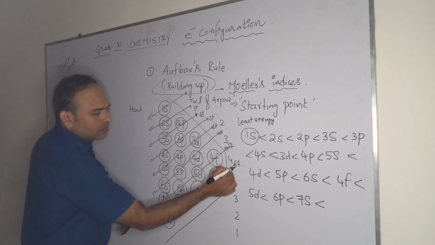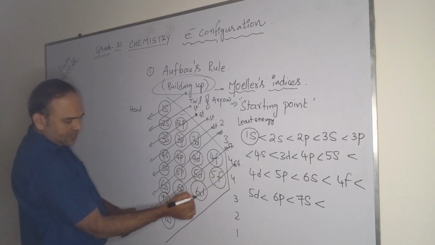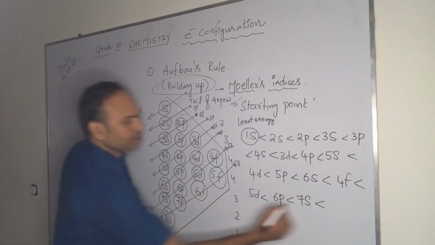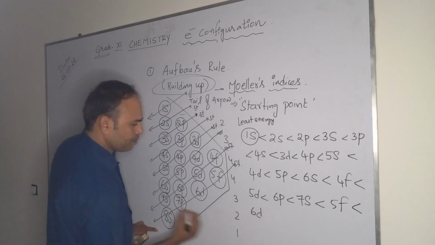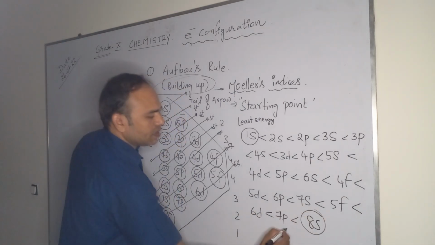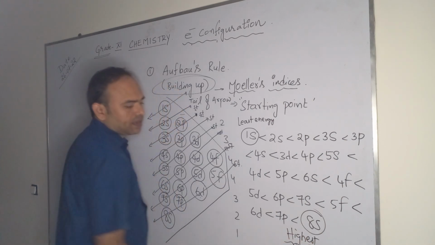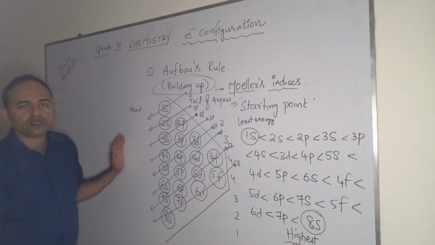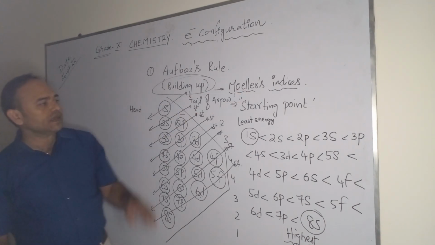Again, come back. This is the starting point: 5f, 6d, 7p and 8s. So this is having the highest energy. Hope you have understood how to draw the Euler's indices or Euler's diagram.